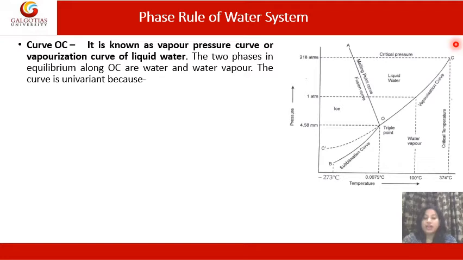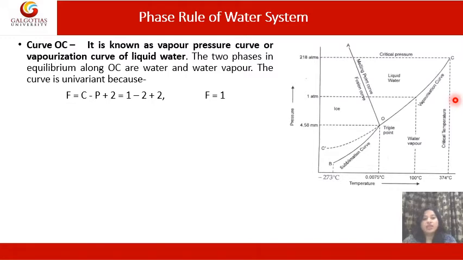So at 100 degrees Celsius, the vapor pressure of water equals the atmospheric pressure, that is 760 mm, and therefore it is the boiling point of water. So we apply the phase rule equation: F equals C minus P plus 2, that is 1 minus 2 plus 2, means the degree of freedom is 1, means the system is univariate.